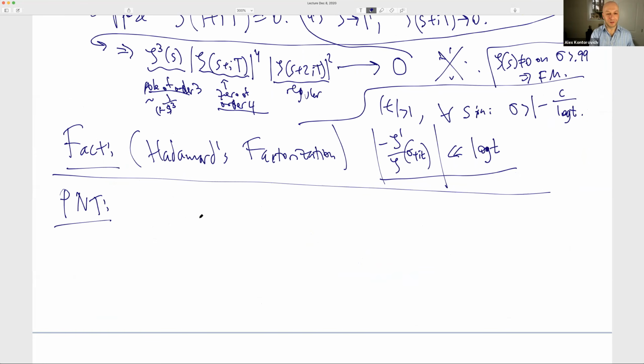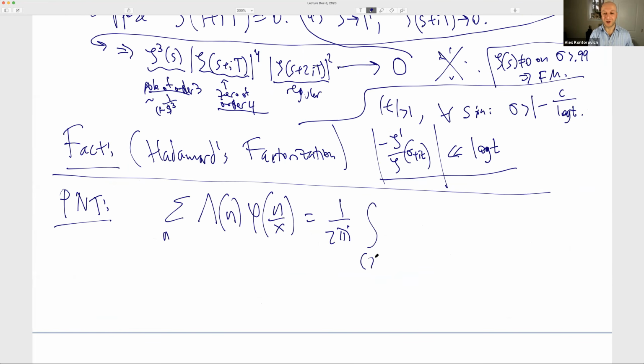Again, we start with our old friend, von Mangoldt: the sum over all integers n of Λ(n) φ(n/x) equals 1 over 2πi, exactly as you saw in Riemann's memoir, over some vertical line, doesn't matter what it is, of negative ζ'/ζ (s), times the Mellin transform of this test function, x^s ds. Okay, now I'm going to pull contours.